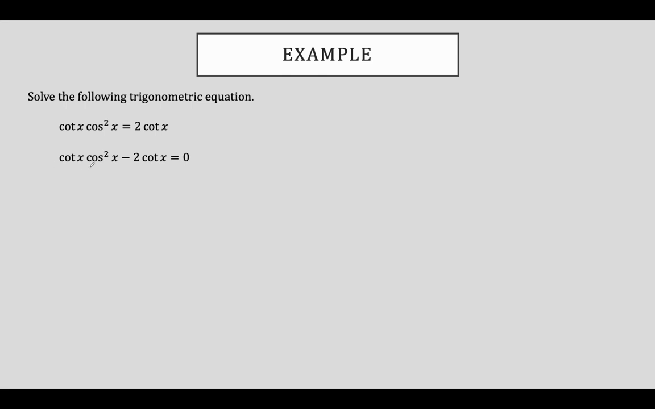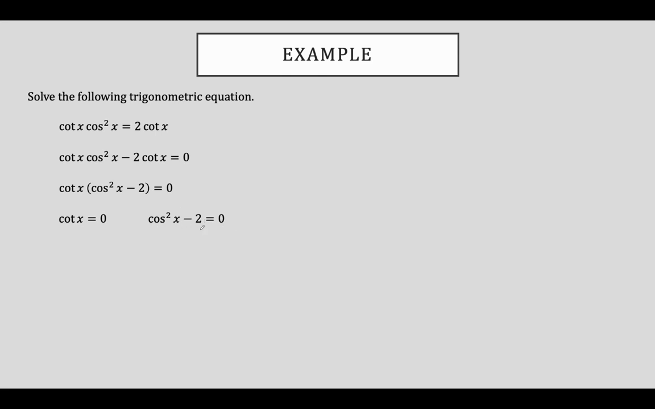So here we have cotangent x times cosine squared x minus 2 cotangent x is equal to 0. Now we can see that cotangent x is going to be a common factor between these two terms. We can factor this into cotangent x times cosine squared x minus 2. And just like you do with your algebraic equations, we can now set each one of these factors equal to 0, because the zero product property says if either one of these factors equals 0, the equation will be true. That gives us cotangent x is equal to 0, and cosine squared x minus 2 is equal to 0.